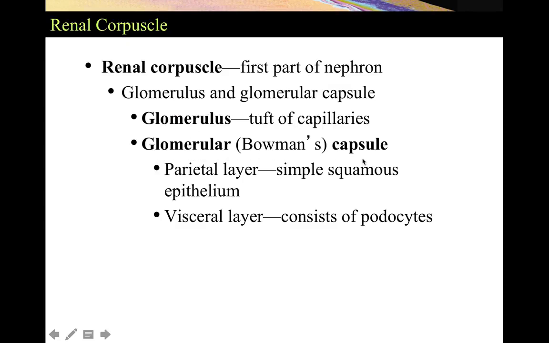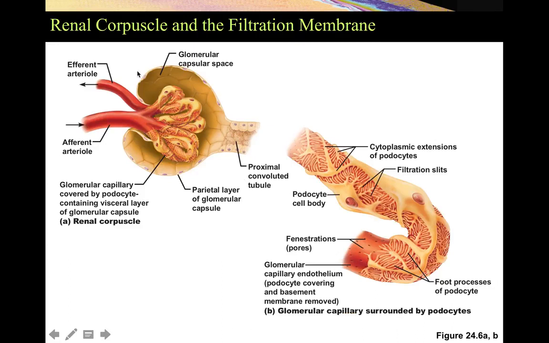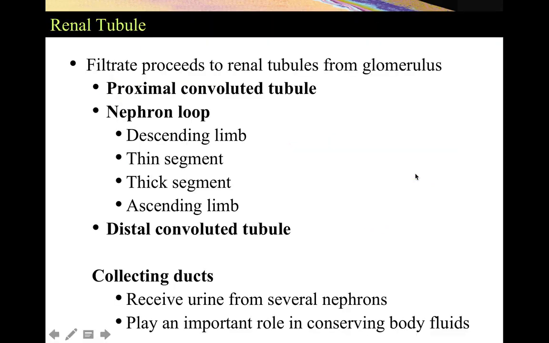Glomerular capsule, the protective layer, has two layers. Parietal layer, which is the surrounding layer, right? The outer shell. And the inner shell will be your visceral layer made up of cells called podocytes. And please do note that the importance of these podocytes is in filtration. They control what gets filtered and what is not filtered. We already talked about this, but I'm quickly going over that as a review.